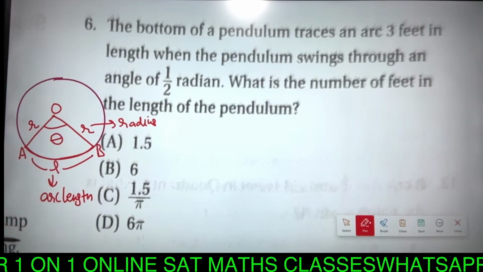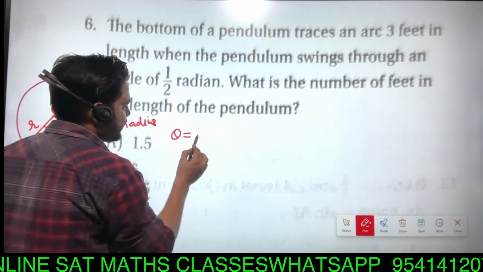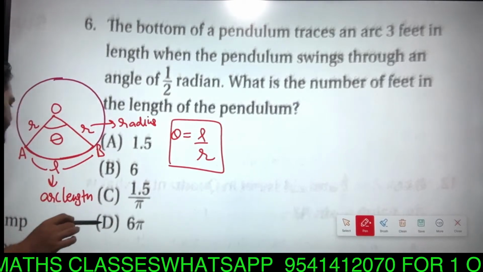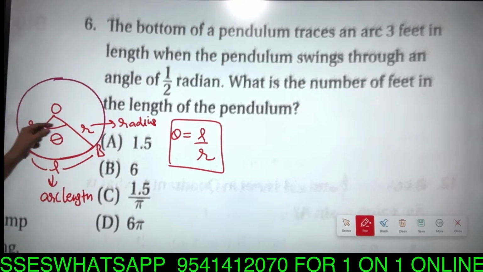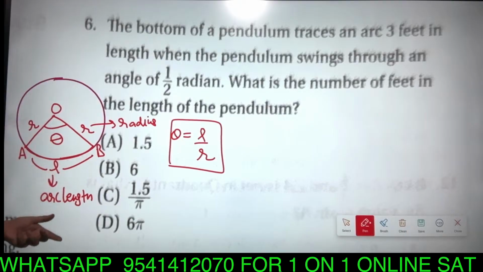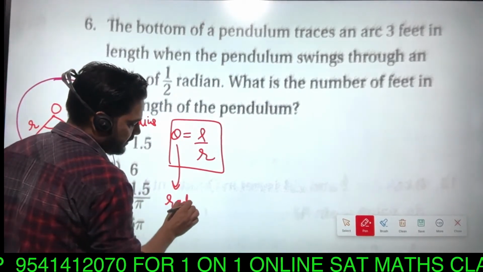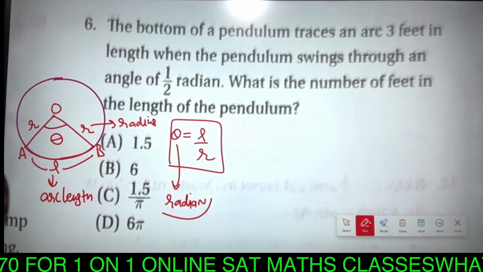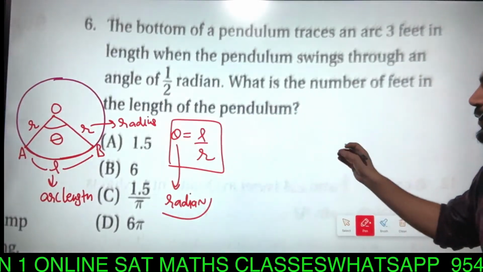Okay, so now in this figure a very important formula we have is theta is equal to L by R. This is a very important formula. Theta is equal to L by R. Theta is the angle between the two radii, R is the radius and L is the arc length, and this theta always comes in radian. This point also we have to remember. This theta will always be in radian. Now theta is L by R.